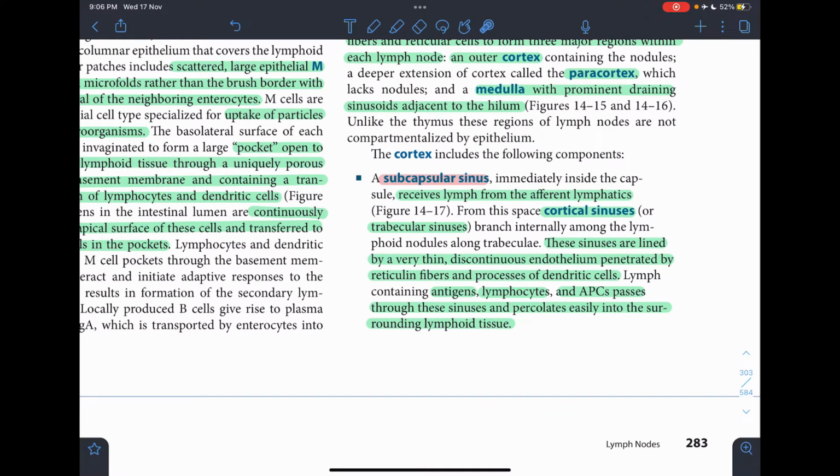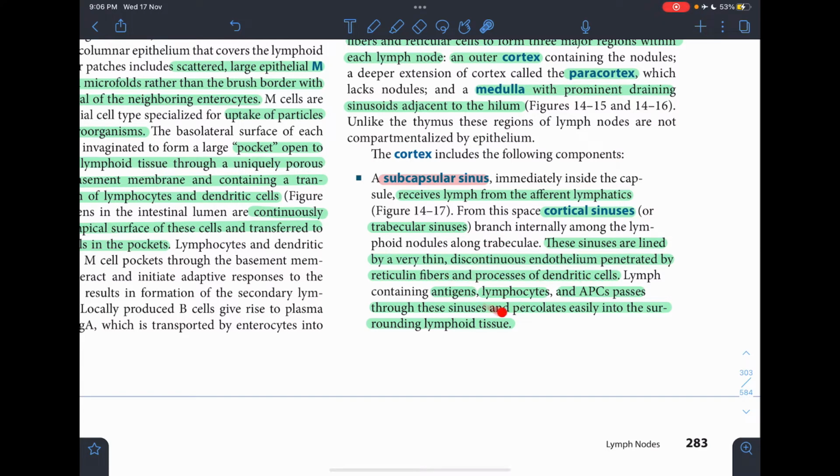So the cortex is made up of the subcapsular sinus, which is immediately inside the capsule, and it receives lymph from the efferent lymphatics. From this space, cortical sinuses or trabecular sinuses branch internally along the lymphoid nodules along the trabeculae. These sinuses, which are cortical sinuses, are lined by a very thin discontinuous endothelium penetrated by reticulin fibers and processes of dendritic cells.